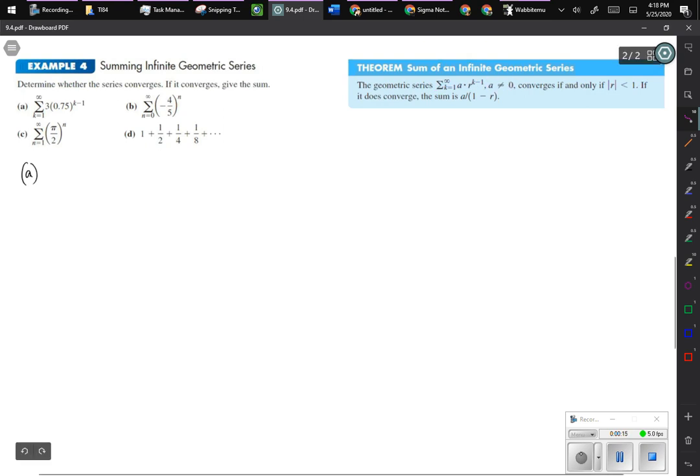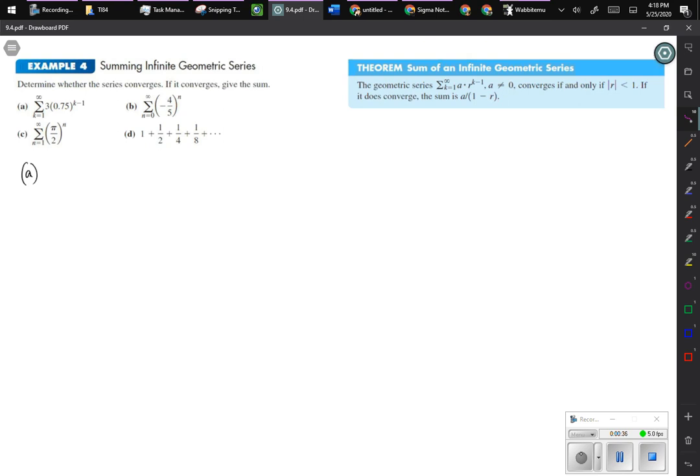A can't be 0 because if your first value is 0, then everything is 0 no matter what you multiply it by. The other thing is we know it will converge if and only if the absolute value of r is between 0 and 1. And if it does converge, we can find the sum with that formula right over there.